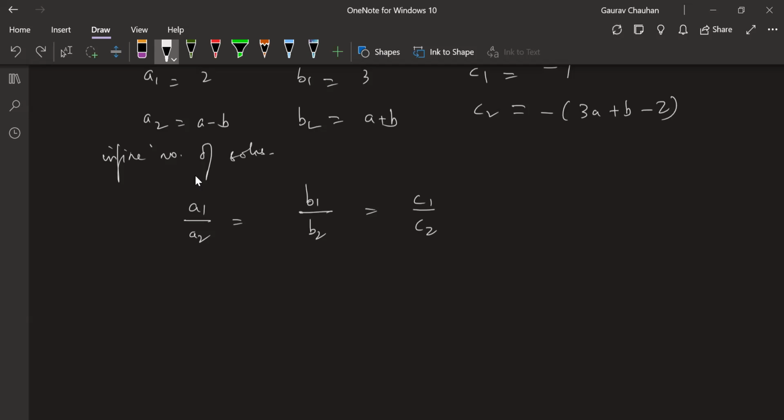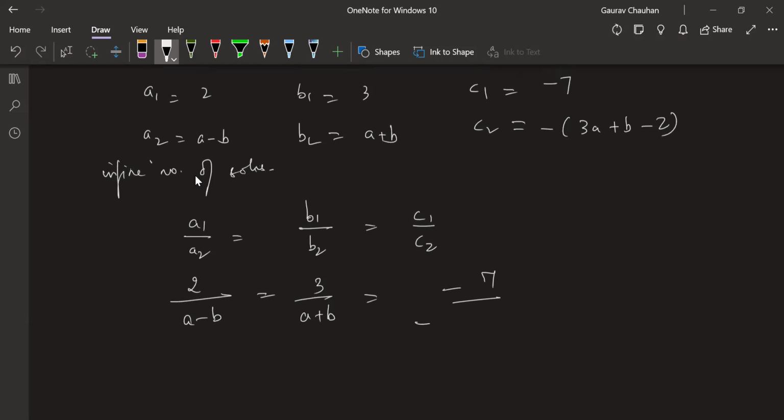Now here, I'm going to substitute: 2 by a minus b is equal to B1 by B2, which is 3 by a plus b, is equal to C1 by C2, which is minus 7 by minus into 3a plus b minus 2. Okay with that? This minus I can cancel off. Okay with that so far?